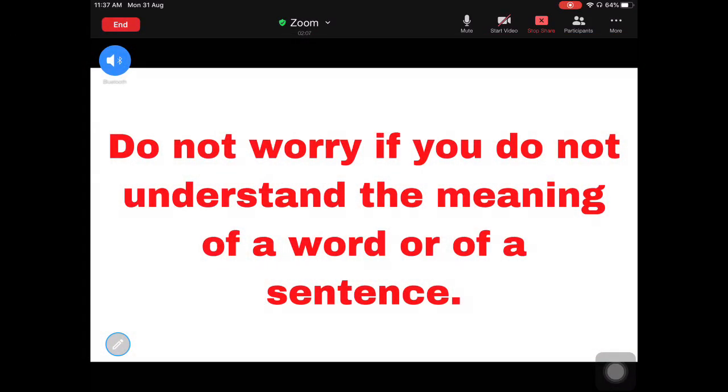Now, guys, first thing first, do not worry if you do not understand the meaning of a word or of a sentence. I know many students get stuck when they read the paragraph, when they read the passage, and they are unable to understand a word or a sentence. Let me assure you that if you do not understand the meaning of a few words in a passage or maybe a few lines, you can still get the answer.